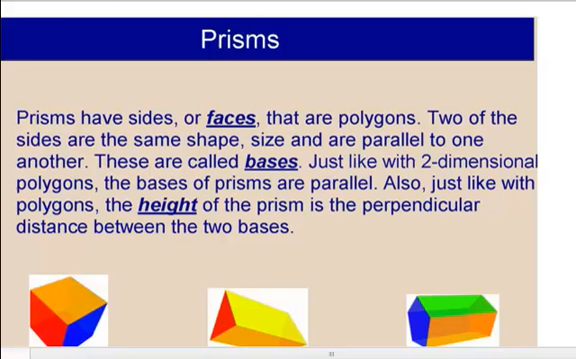Today we're learning about the volume of prisms, so let's quickly review what a prism is. Prisms have sides or faces that are polygons. Two of the sides are the same shape, size, and are parallel to one another. These are called bases. Just like with two-dimensional polygons, the bases of prisms are parallel. Also, just like with polygons, the height of the prism is the perpendicular distance between the two bases.